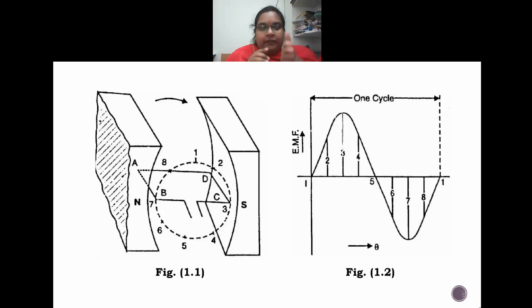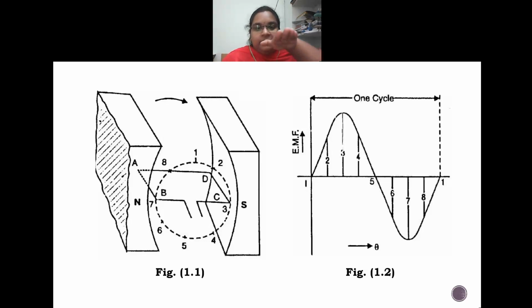First thing is, when the conductor is in position 1, no EMF is being generated because there is no change in the flux linkages. There is no change in the magnetic field of the conductors. That is why here we are showing 0. On the right side you are seeing a graph which shows the EMF versus the angle at which this conductor is being cut. Here you can see that EMF at position 1 is 0. In a similar manner, if the position is changed slightly, then there will be some EMF generated, that is shown here by position 2.